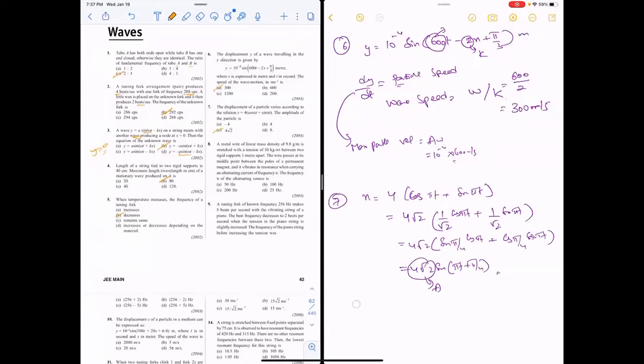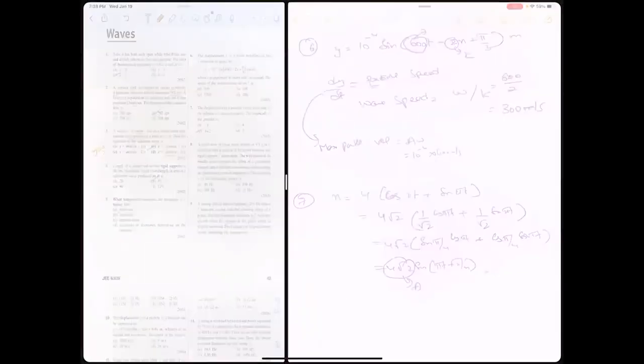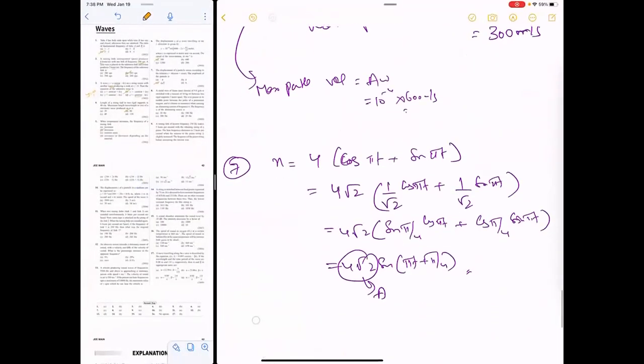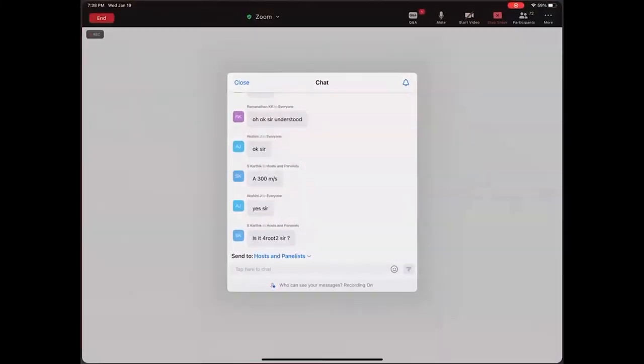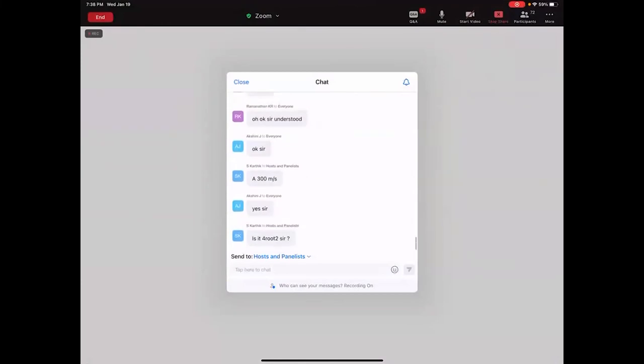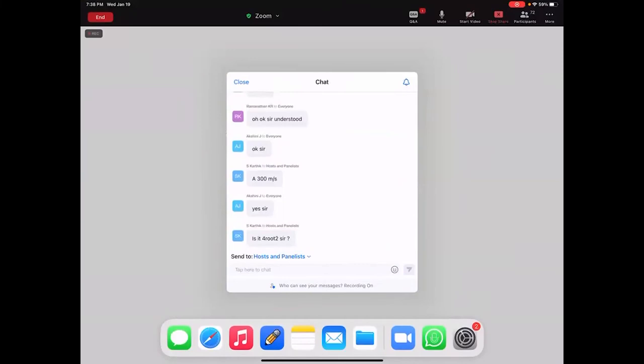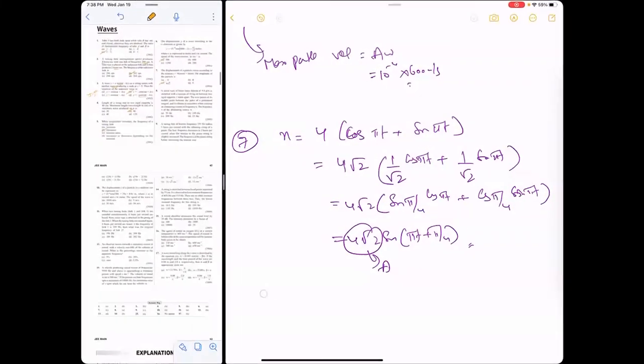Simple mathematical operation here, nothing much. You understood this? Clear? In maths, you might have done this already. 4 root 2, right, Karthik? Right. Wonderful. This is about the seventh one.